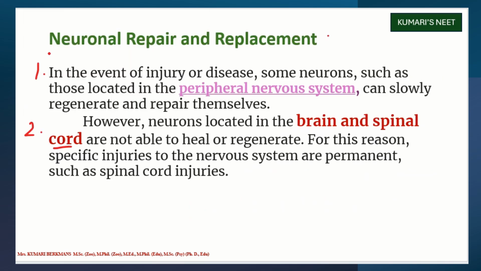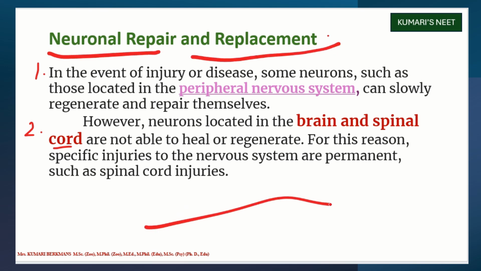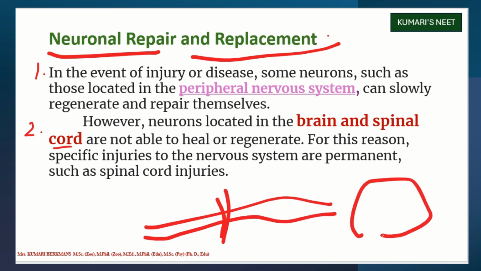Next very important point is neural repair and replacement. What do you mean by neural repair? Once the nerve is damaged, or any cut occurs in the nerve cell or in the brain, there won't be any rectification or repair. For example, if a part of the muscle in your hand is removed, it will be repaired after some time, isn't it? But the nerves are not repaired.